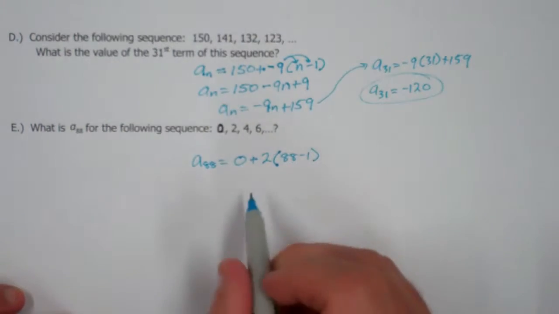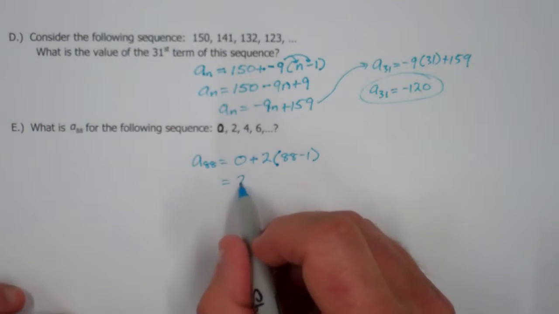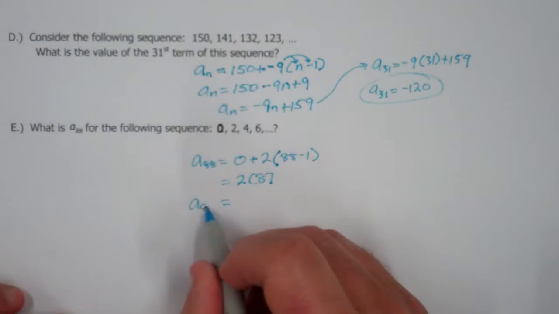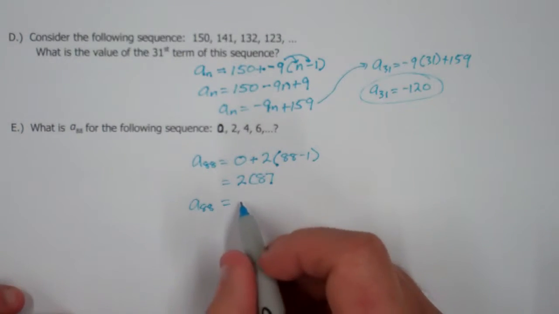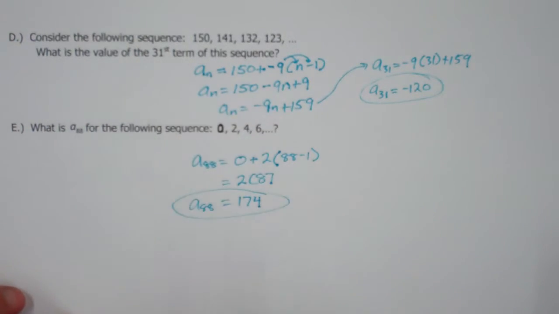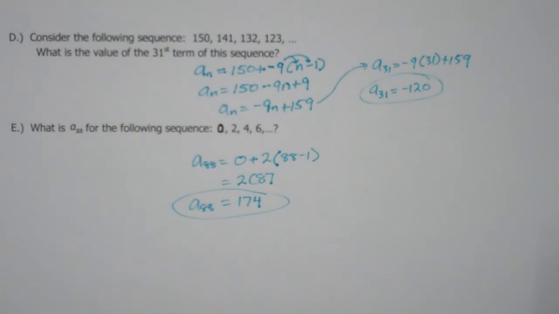That's your position right here. 0 plus anything is just that same thing. So we've got 2 times 87. And 2 times 87 would be 160 plus 14, or 174. So in this sequence, if you went out to the 88th term, you would find that the value sitting there would be 174.